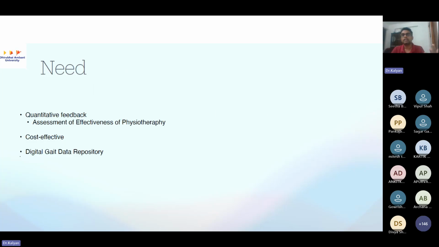So what was the need for such a device? Like I said, majorly it is visual observation. So we have to come up with some data, and we are right in the digital era, right? Medical data is very important. So can we create a digital gait data repository, which is not there, and that is coming from the physiotherapy people. They don't have any data to analyze or learn.